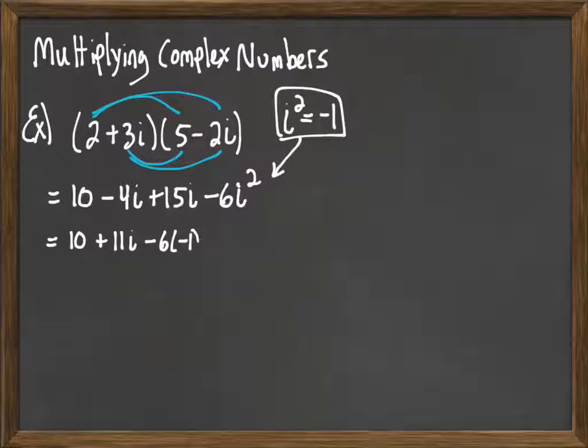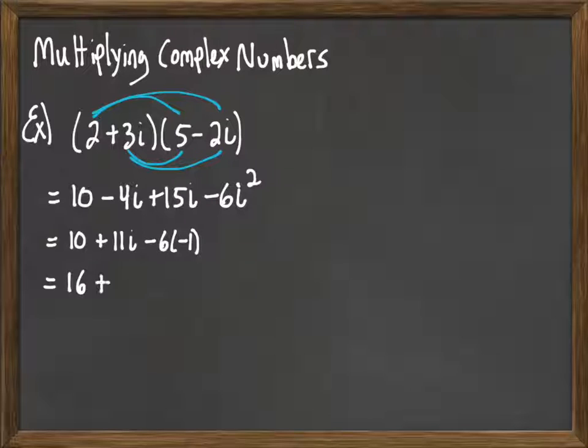And that allows us to simplify further with these complex numbers than we would be able to do if it was just a regular old polynomial. And so that's going to make that a plus 6. And so then we have 10 plus 6 makes that 16 plus 11i. And so when you have that i squared, it's going to become a negative 1. That allows us to go just a little bit further than what you would normally be able to do if you were just multiplying polynomials.